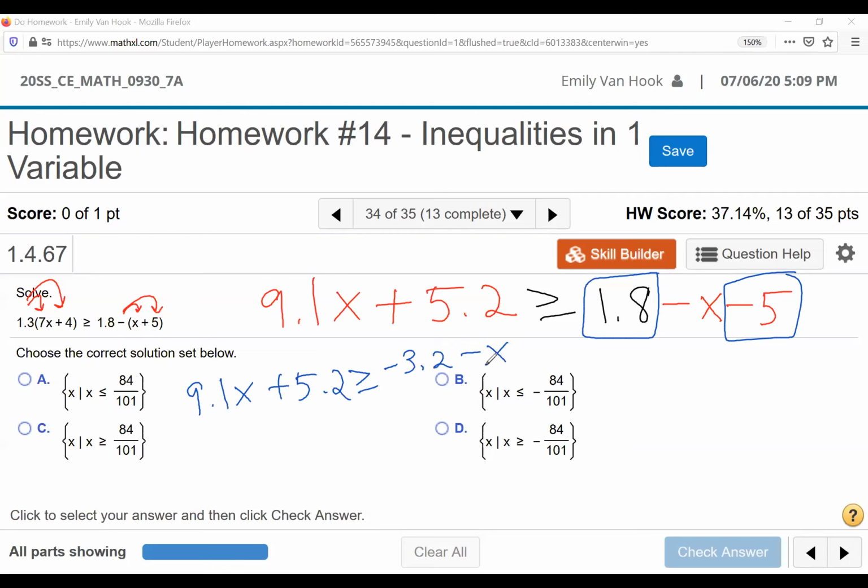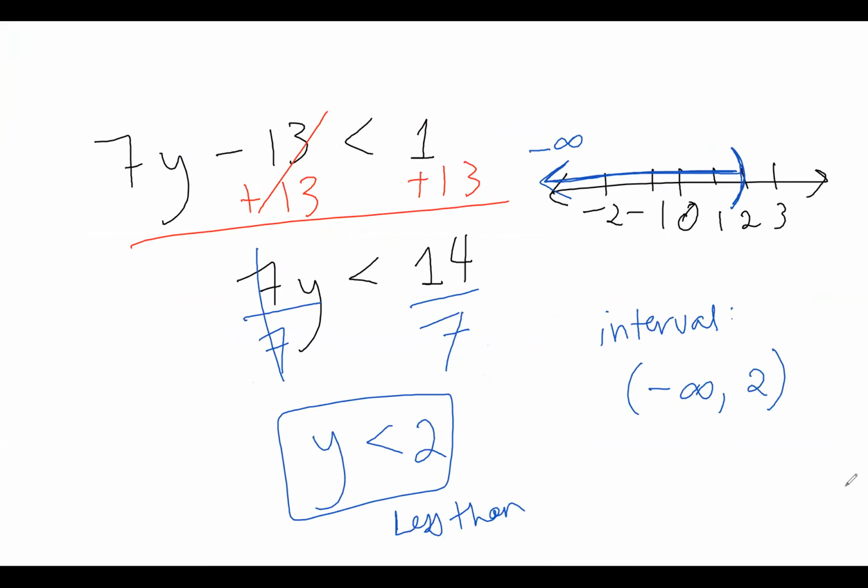Okay. Let's see. I'm jotting this down on my own paper, and then I'm going to take us over to the whiteboard just to have a little more space here, and then we'll come right back. Okay, here we are. So 9.1x plus 5.2 greater than or equal to negative 3.2 minus x.